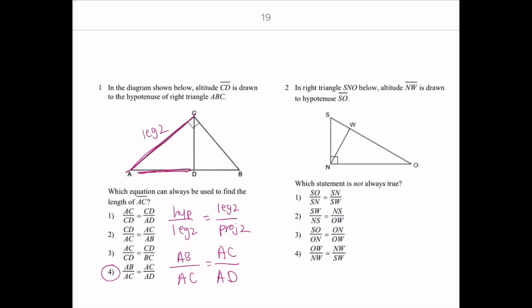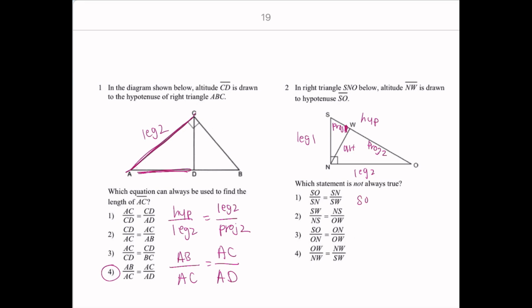Number 2 says in triangle SNO below, altitude NW is drawn to hypotenuse SO. Which statement is not always true? Okay, so we can just label everything. This is the hypotenuse. This would be leg 1. This would be leg 2. This is the altitude. This is projection 2. And this is projection 1. And we can just set up all the proportions.